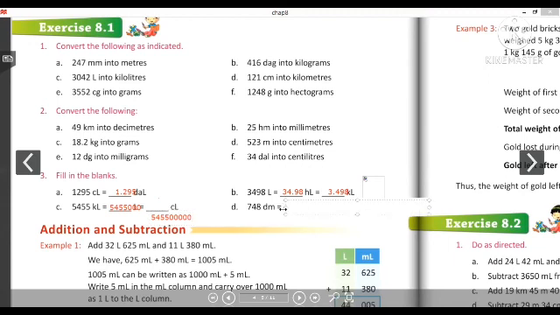Next, 748 decimeter into kilometer. So from decimeter we want to go to kilometer. Again we have to divide. So we have to divide by 10,000. So our answer will be 0.0748 kilometer. And now if I want to write the answer into decameter, so now the answer will be 7.48. So you can easily solve these questions with the help of the chart that I have already shared with you.